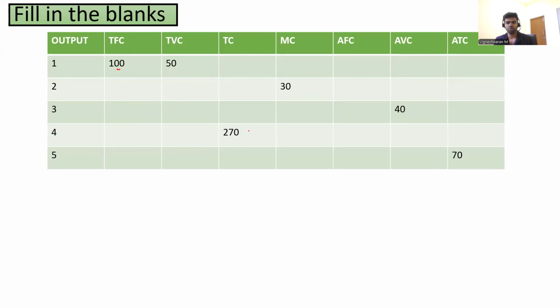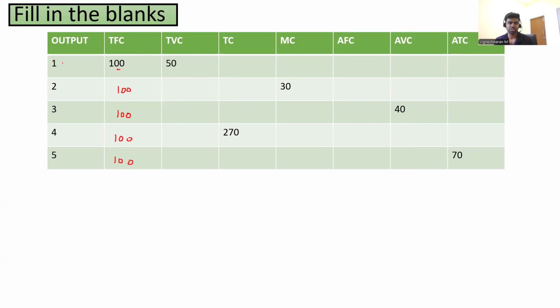So we all know the formula for all these things. Total cost means total fixed cost plus total variable cost. Marginal cost is change in total cost by change in quantity. These formulas we know, and we also know that fixed cost will be the same for all the quantities, right? So if this is 100, it will always be 100 for all the values.